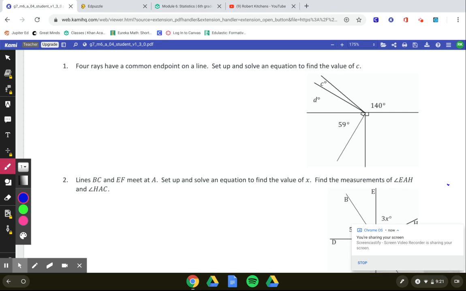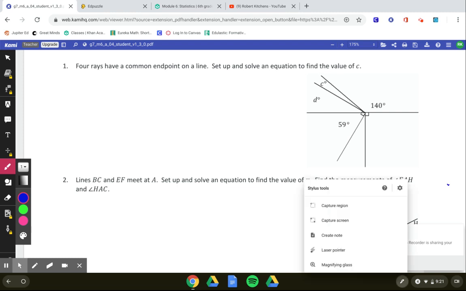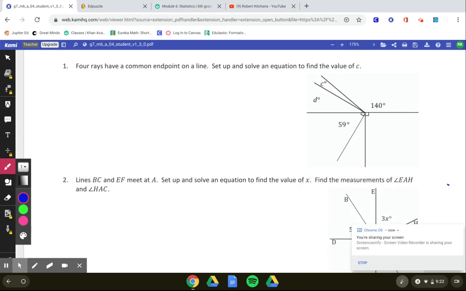This is from lesson 4, page 59 if you have your book. And the question for number 1 says we have 4 rays having a common endpoint on a line. Set up and solve an equation to find the value of C. So we are looking for C. Now, to find that, we're going to have to look at D as well, but we're going to work our way there. So let's start and look at the relationship.